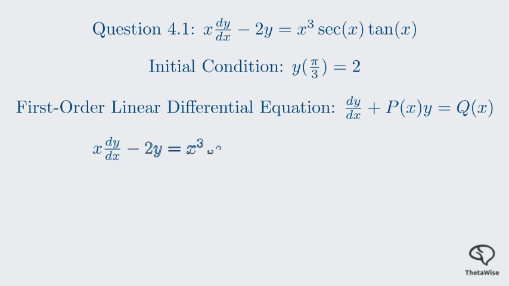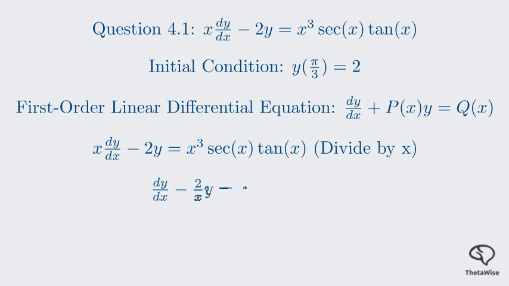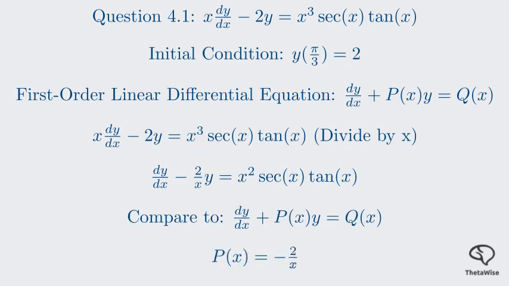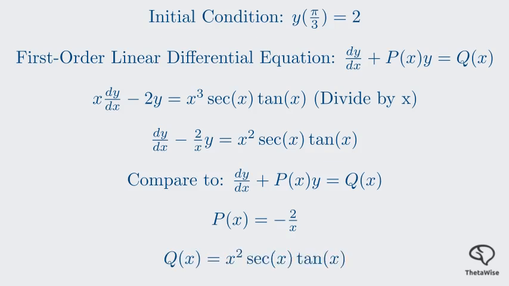Let's divide every term in our original equation by x. This gives us dy/dx minus 2 over x times y equals x squared times the secant of x times the tangent of x. This is the standard form we need. By comparing this to the standard form, we can identify that P(x) is negative 2 over x, and Q(x) is x squared secant x tangent x. Our goal is now to solve this equation.